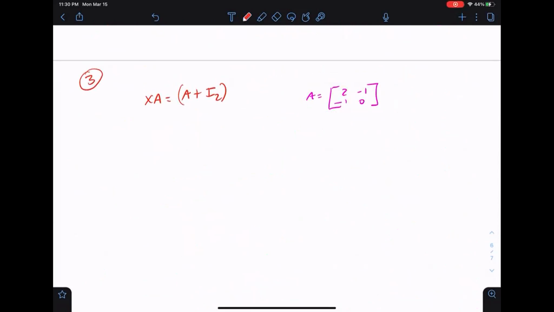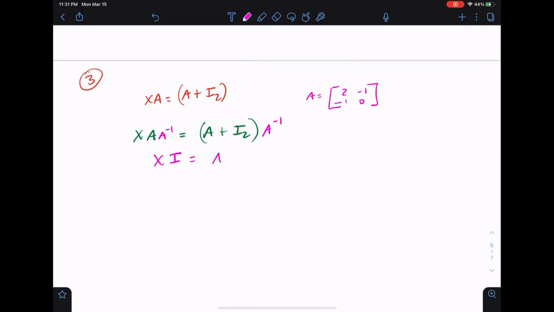Okay, so this one, how do I do this? I need to solve for X, right? So XA equals A plus identity subscript 2. Now what I need to do, I need to multiply the left side of the equation by A inverse, right? So that same thing I have to do on the right side of the equation. So I need to multiply by A inverse like that. Remember, matrix multiplication does not hold the commutative property. So this is what? X, right? X times the identity.